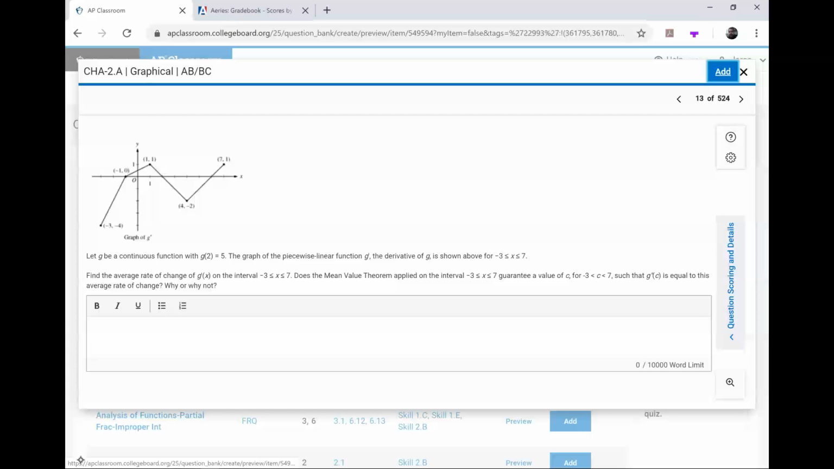So remember, average rate of change. Remember, it's not average value. It's average rate of change, average derivative. So that's the mean value theorem. Then they ask you, does it apply, etc.